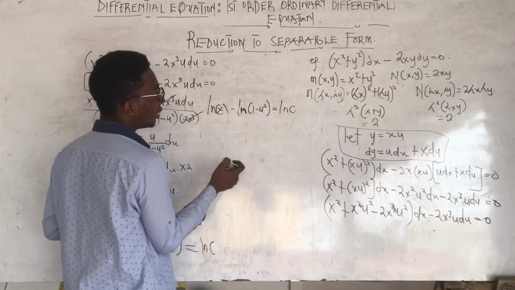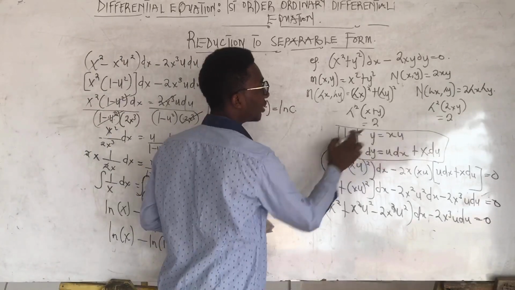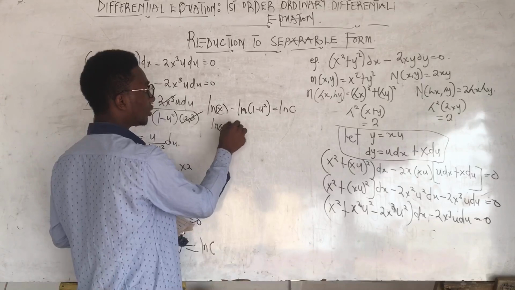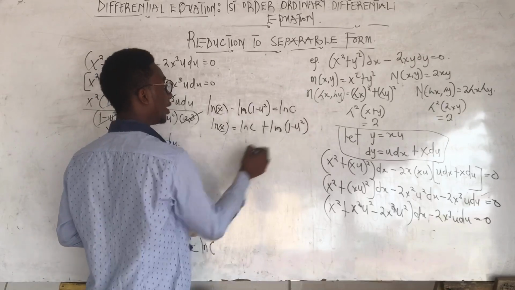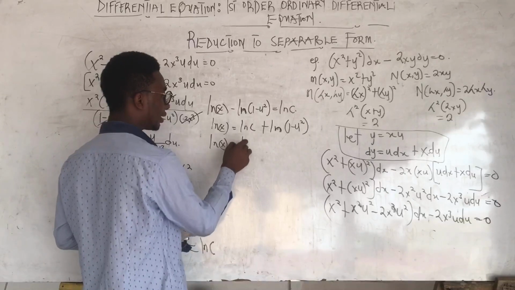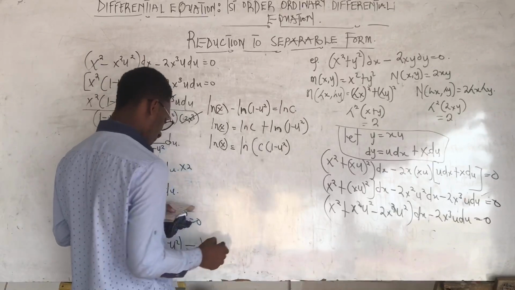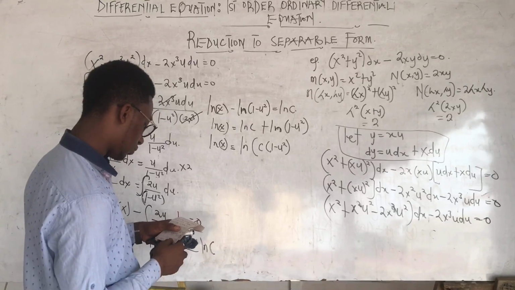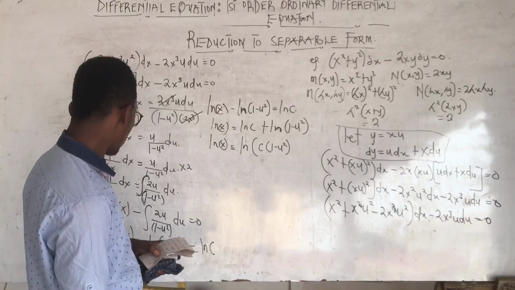You can make either the subject. So making C the subject, x the subject, because u is a function of x and y, so you can make x the subject over here. So we get ln of x, which is equal to ln C plus ln of 1 minus u squared. So our ln of x simply becomes, because it's log and log, you can have 1, which is ln of C multiplying 1 minus u squared. So you can have C multiplying 1 minus u squared.